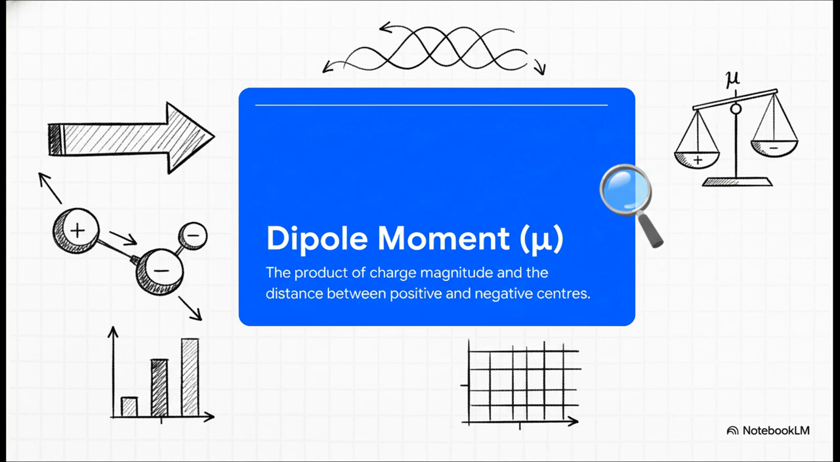Now, to measure the strength and the direction of this pull, chemists use a concept called the dipole moment. It's represented by that Greek letter mu. You can just think of it as a precise numerical value for how polar a molecule is. It's the tool that turns this kind of abstract idea of electron pulling into hard, solid data.